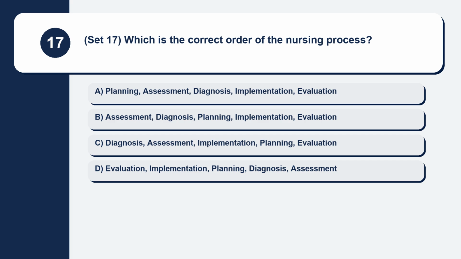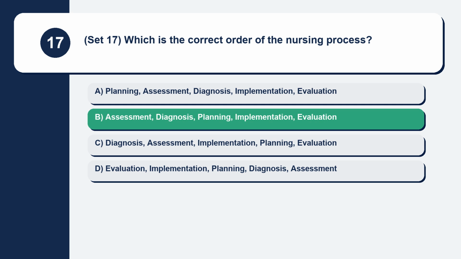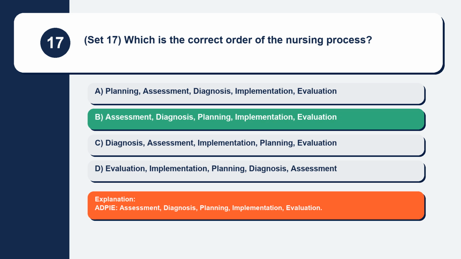Question 17, Set 17. Which is the correct order of the nursing process? Planning, assessment, diagnosis, implementation, evaluation. Assessment, diagnosis, planning, implementation, evaluation. Diagnosis, assessment, implementation, planning, evaluation. Evaluation, implementation, planning, diagnosis, assessment. ADPIE: assessment, diagnosis, planning, implementation, evaluation.